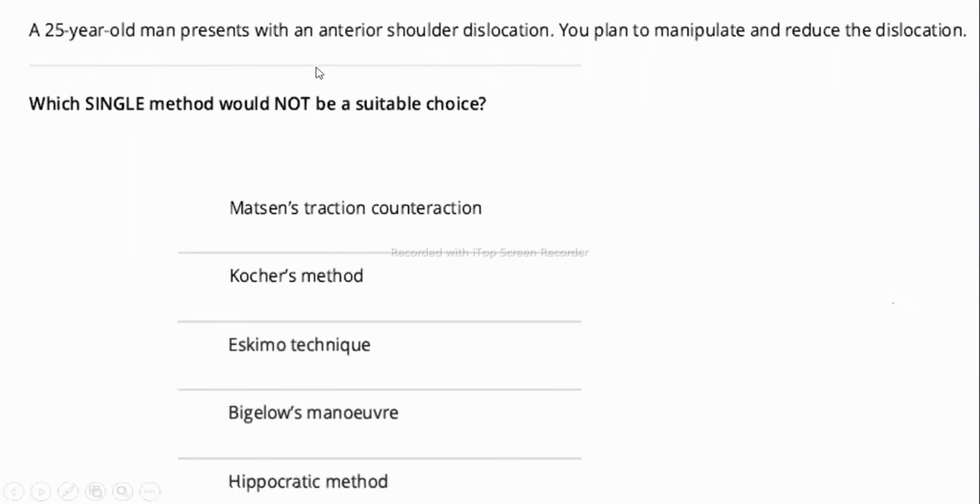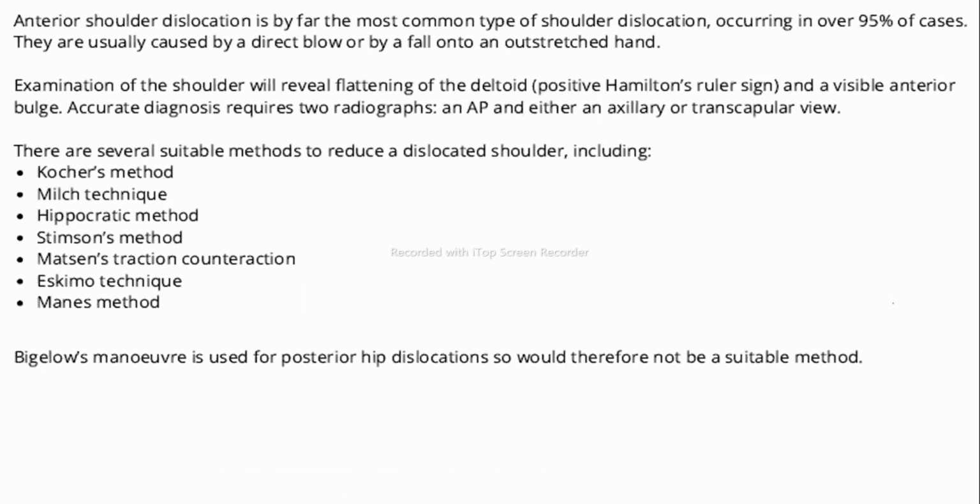Here, a 25-year-old man presents with anterior dislocation. You plan to manipulate and reduce. Which single method would not be a suitable choice? Do you remember, Master? Kocher, Eskimo, Hippocratic, Bigelow? Yes. So at least if you read the techniques many times, it will be familiar to your ear. Again, okay, this one is for hip dislocation.